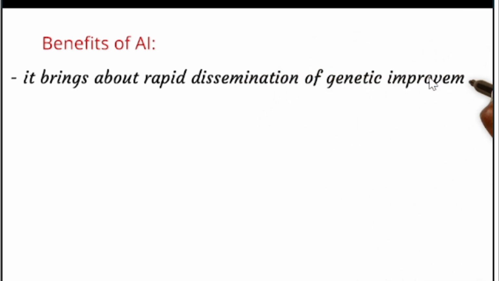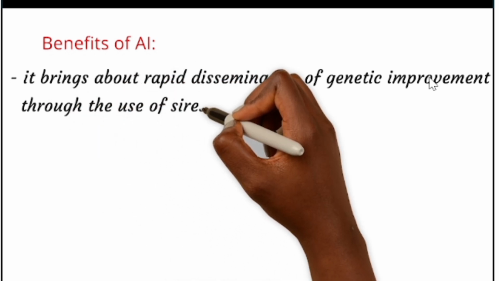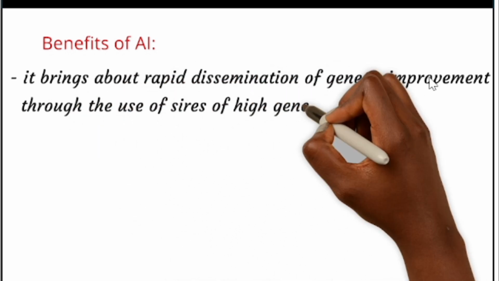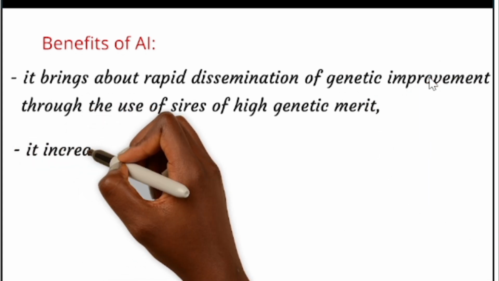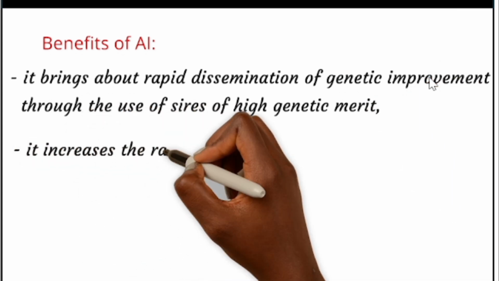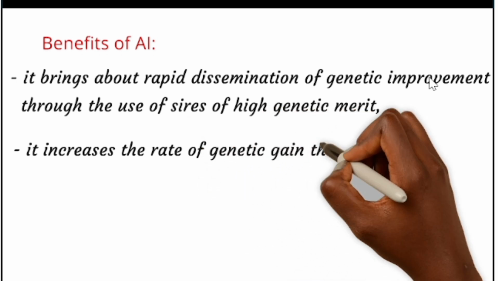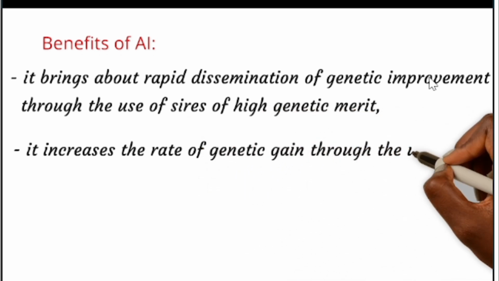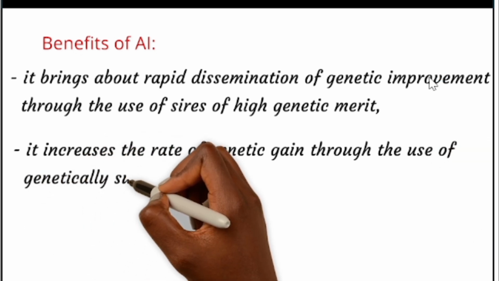We're talking about the benefits of AI in breeding. One, it brings about rapid dissemination of genetic improvement through the use of a superior performing sire, that is a sire of high genetic merit. Another benefit is it increases the rate of genetic gain. So from animal breeding perspectives, these are some of the benefits of using artificial insemination.